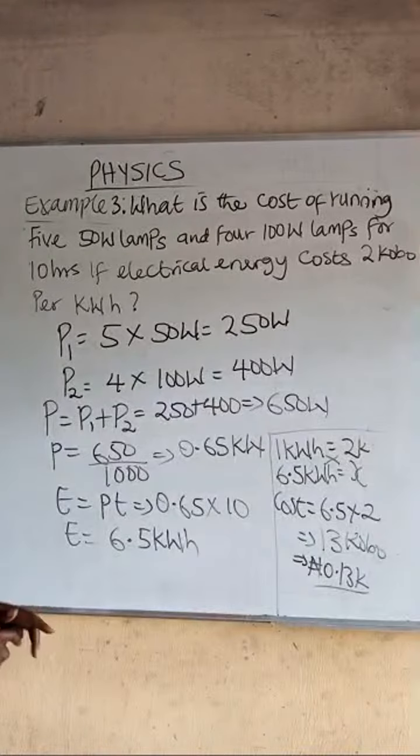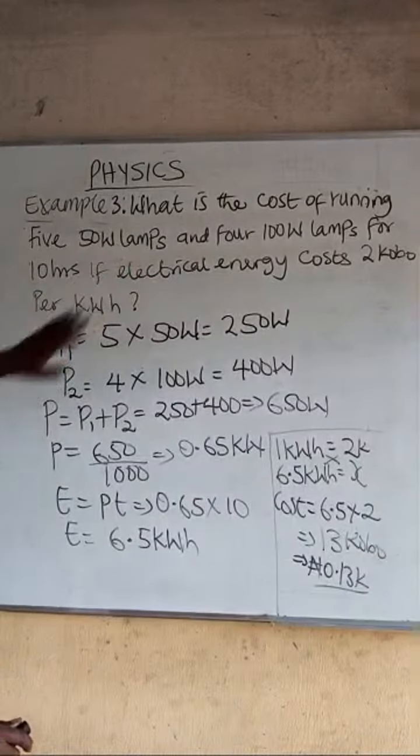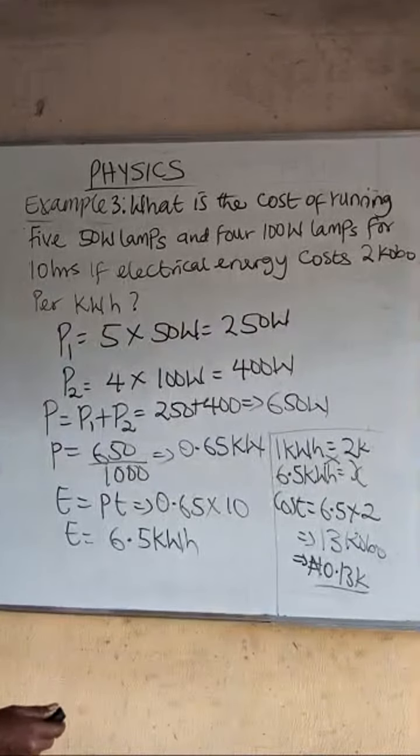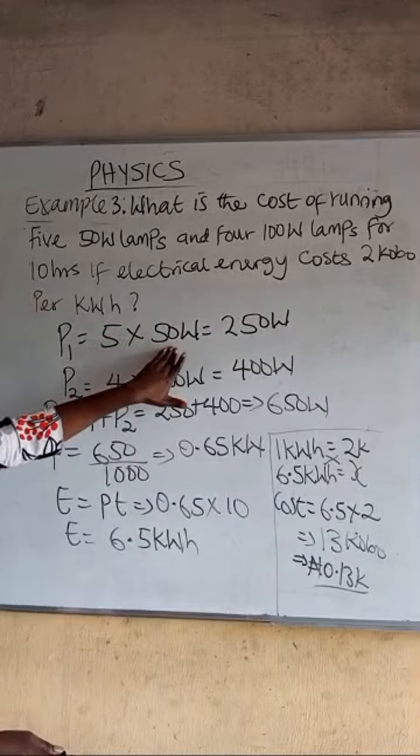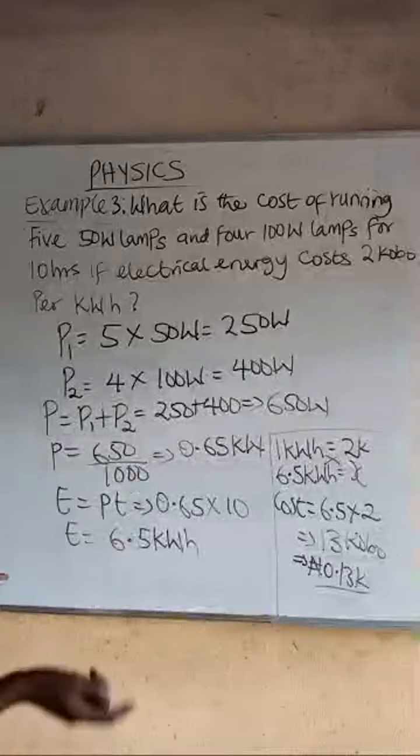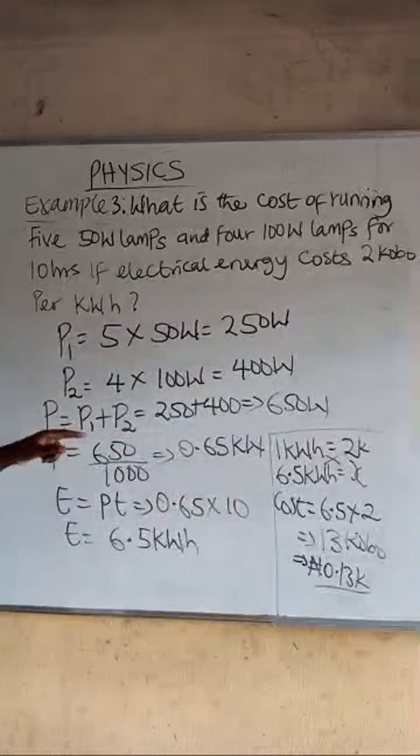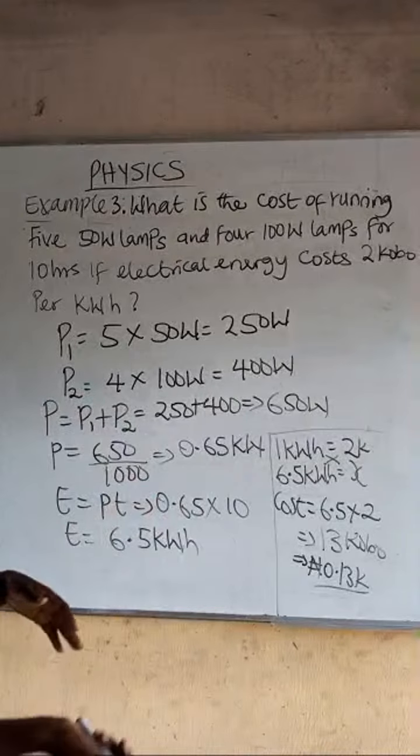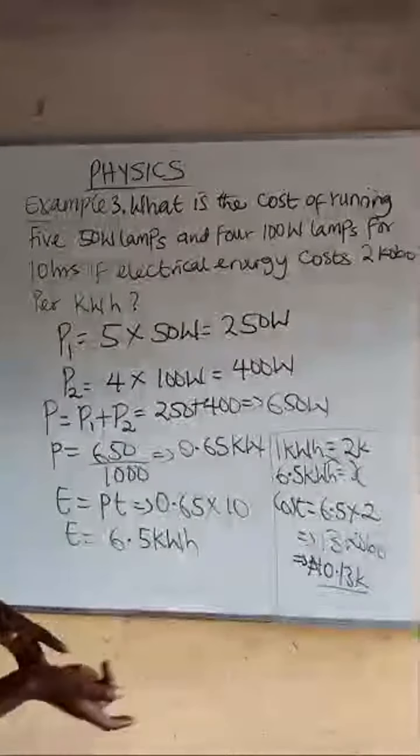So let me do a recap. This question gave us 5 50-watt lamps and 4 100-watt lamps for 10 hours. The first thing to do is we have 50 watts lamp, and they are 5. Just multiply to know what all of them will give us. That is 250 watts. Then we have 100 watt lamp, and there are 4. Multiply together to get 400. For the total power consumed, we add them together, 250 plus 400, which will give me 650 watts.